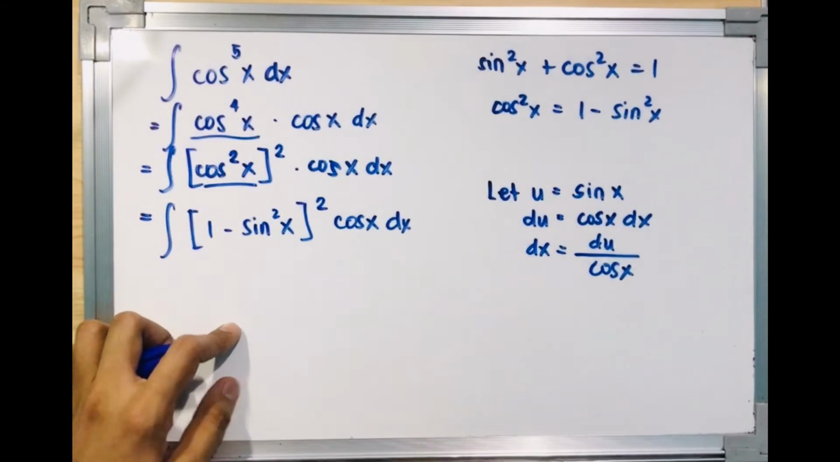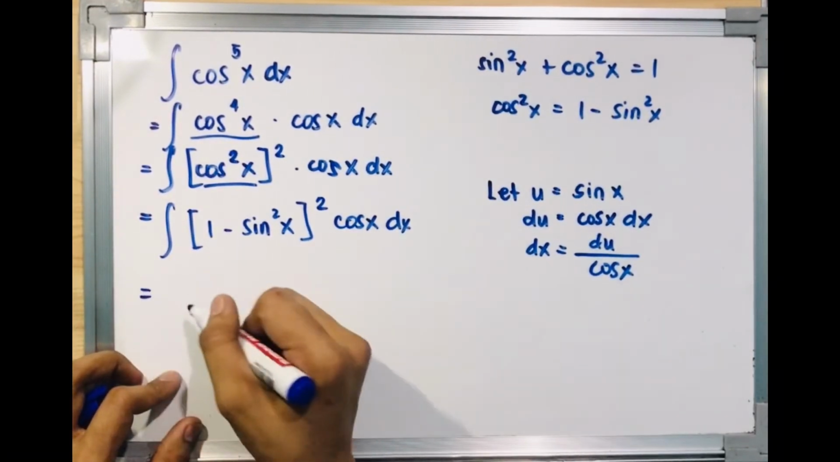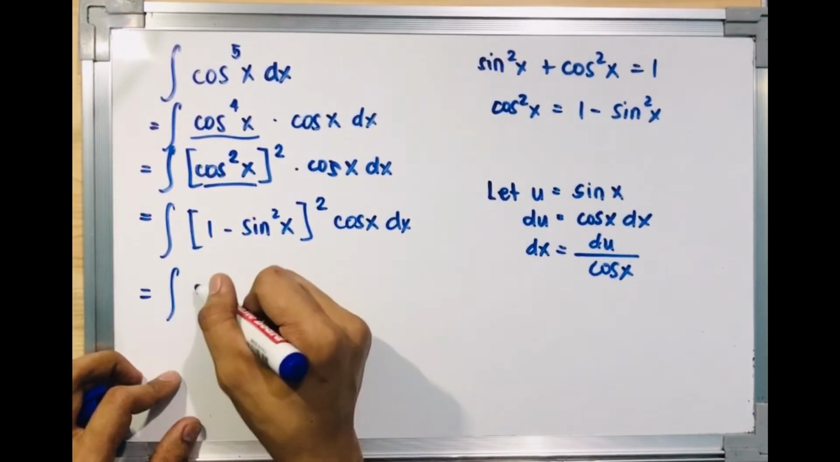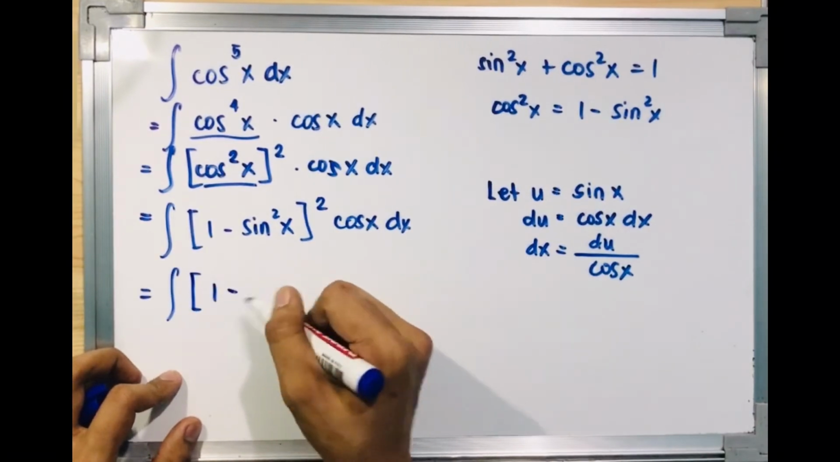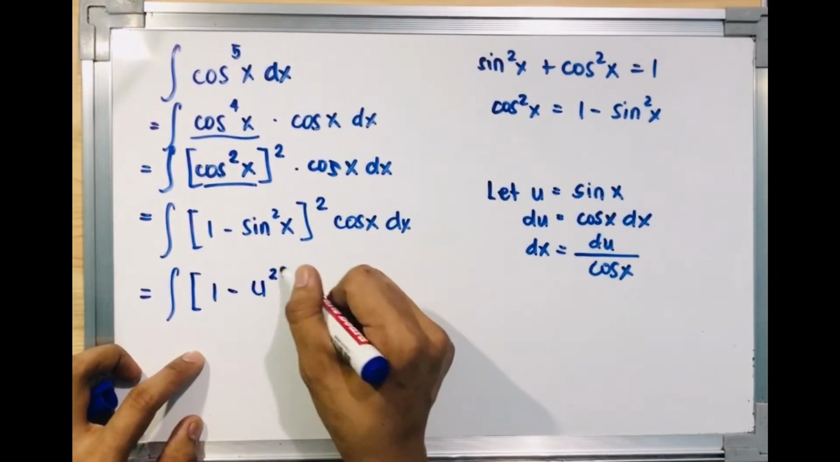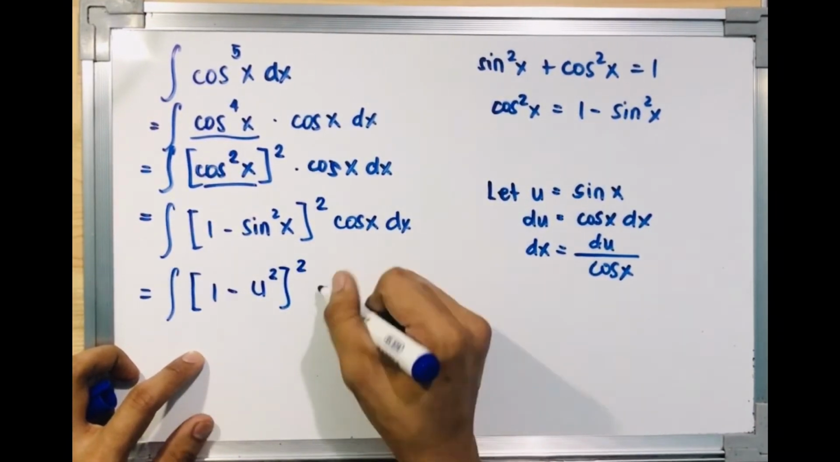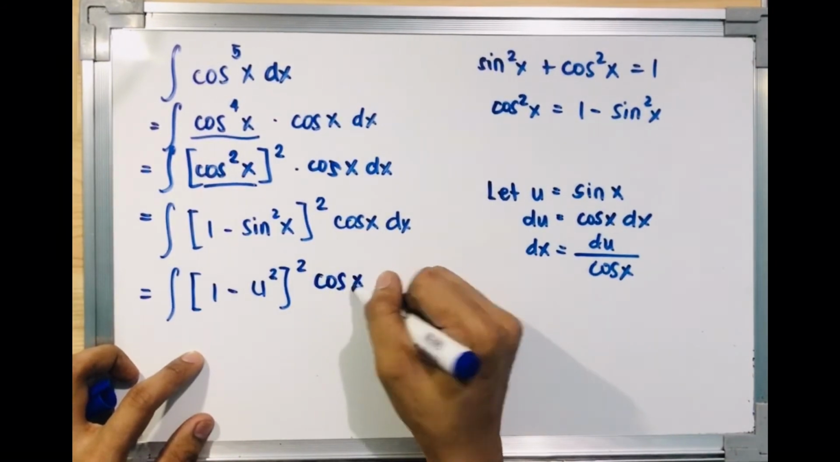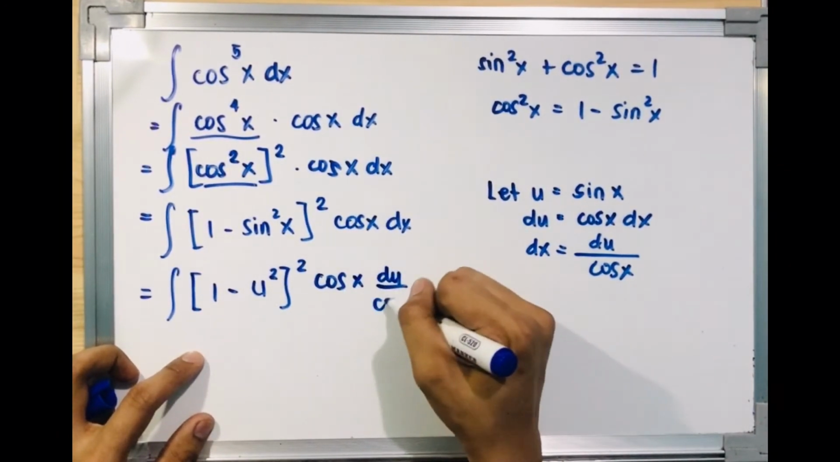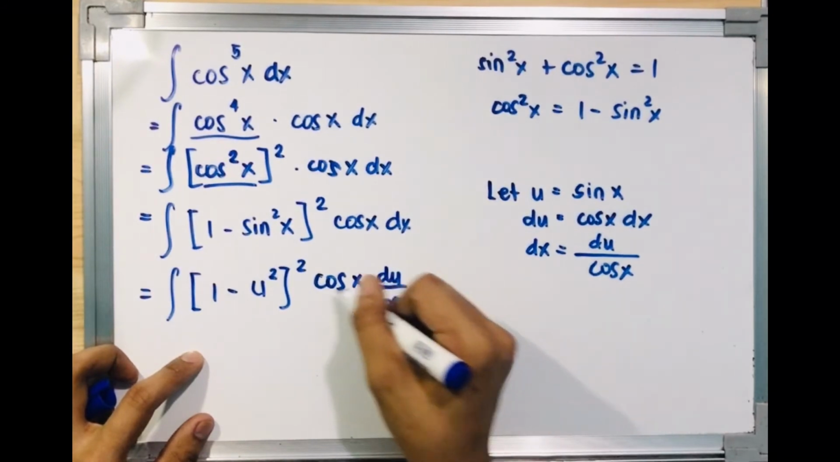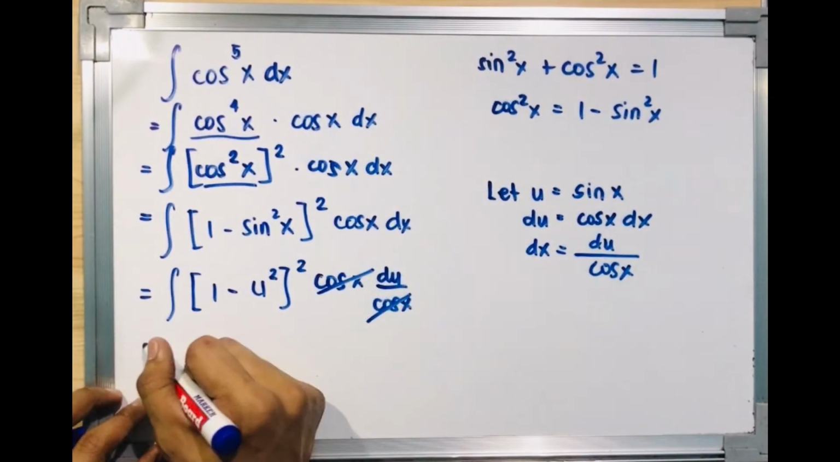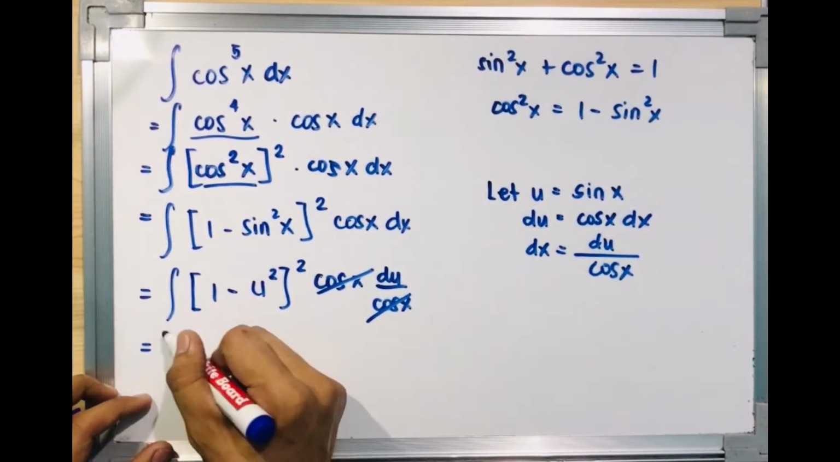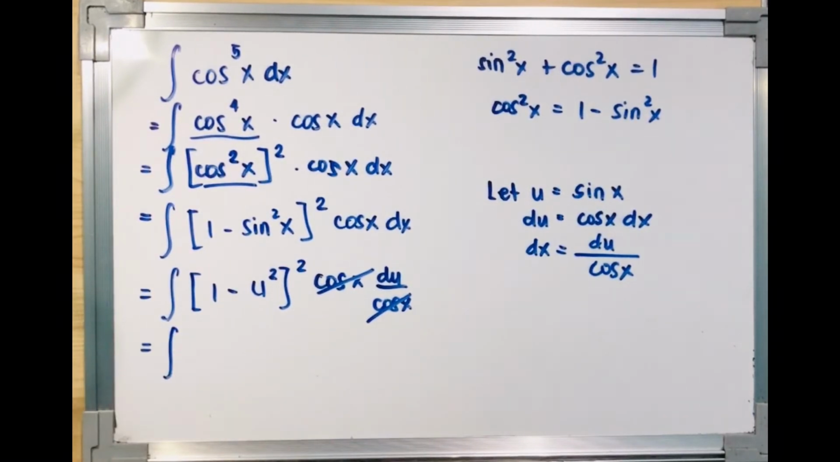At magka-cancel out lang ating mga cosines dyan. So, the integral of (1 minus u squared) squared, and then we have cosine of x du over cosine of x. Let's cancel out cosine of x. At dito, gagawin lang natin is i-expand kasi naka-square siya. So, gamitin na lang natin yung Pascal triangle.